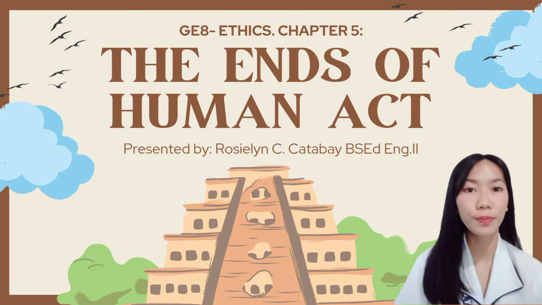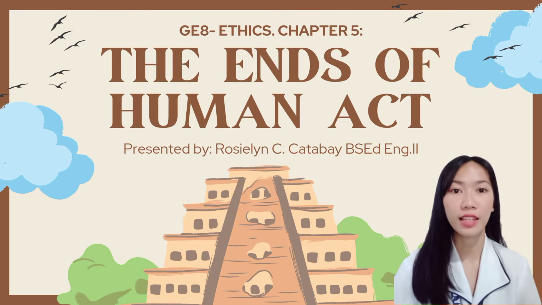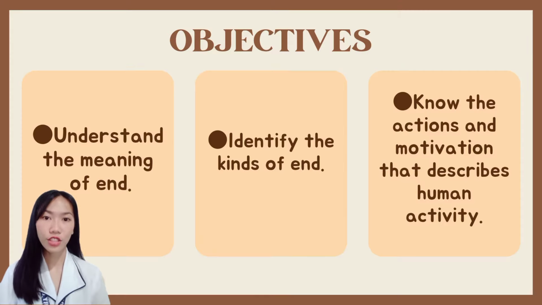So, we are now in Chapter 5, The Ends of Human Act. The objectives of this discussion are, first, to understand the meaning of end; second, to identify the kinds of end; and lastly, to know the actions and motivation that describe human activity.